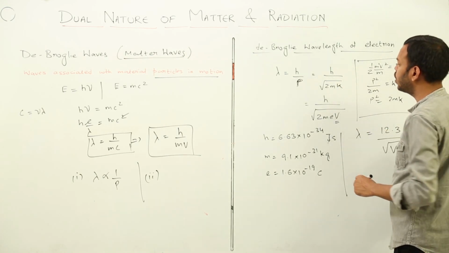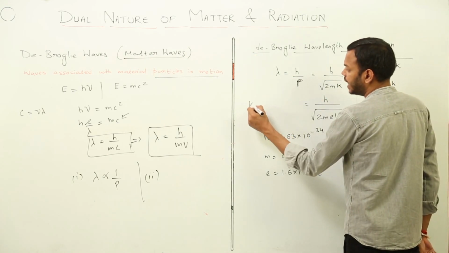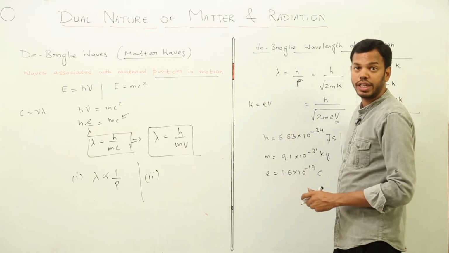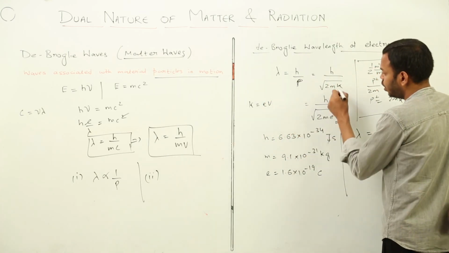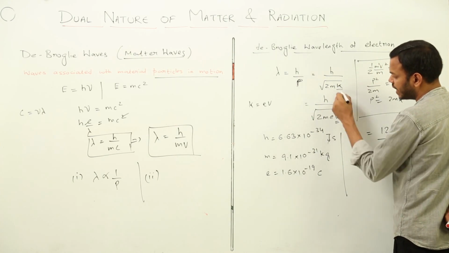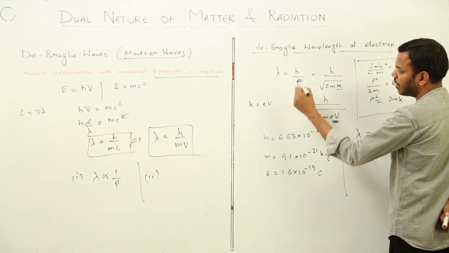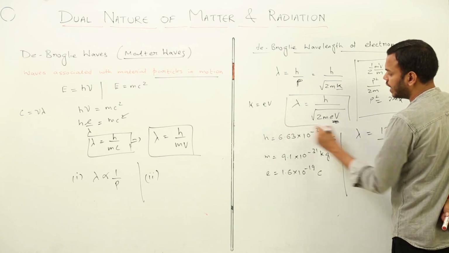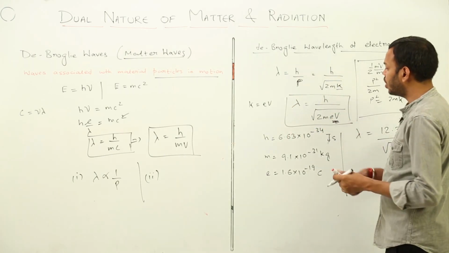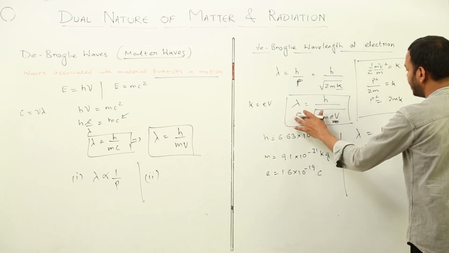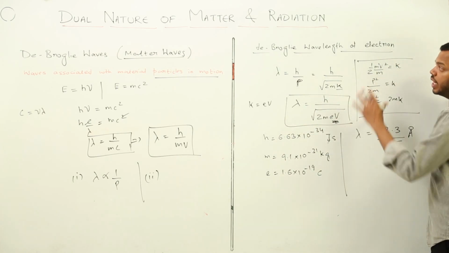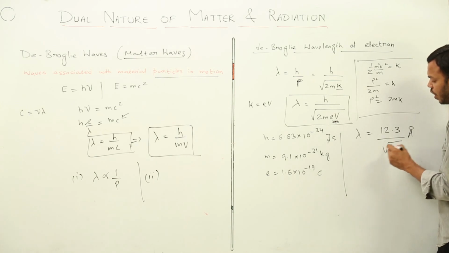P is equal to under root 2mk, and for kinetic energy we replace it by electron volt, EV, charge times the potential value. So instead of k we are writing EV. The entire formula for the wavelength is h upon under root 2m EV. If you put the values of mass, charge and Planck's constant here, you will find that the wavelength associated with an electron is 12.3 upon under root V Angstrom.